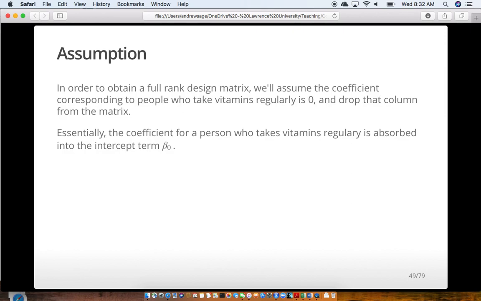In our situation, we'll drop the column for people who take vitamins regularly. Essentially, what that will do is absorb that information into the intercept term, or the intercept coefficient beta 0.